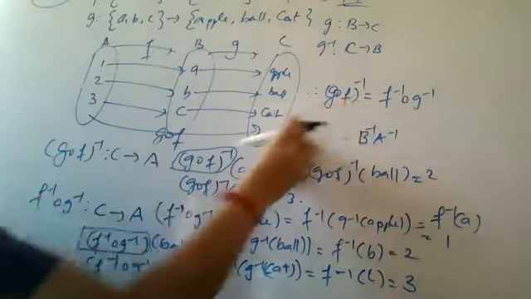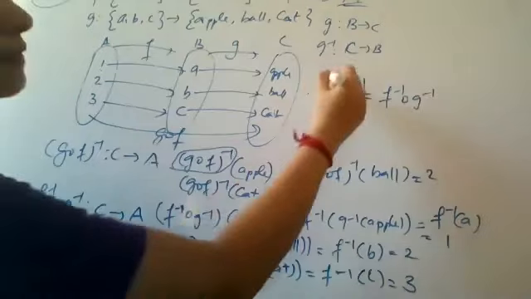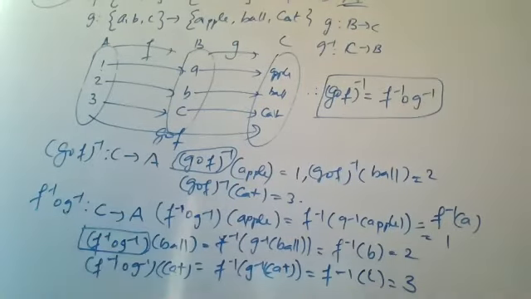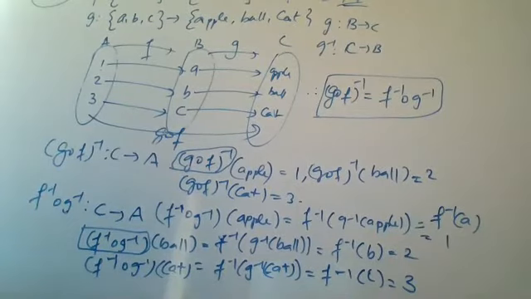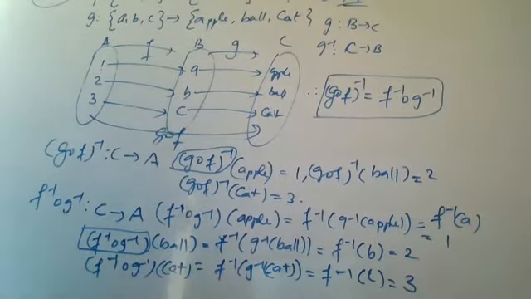Understood? This is the theorem which is said in the next one. That is theorem जो है उसका statement यही है, G composition F the whole inverse is equal to F inverse composition G inverse. Is this clear? This problem is clear? Now we will move on to the theorem. Okay.